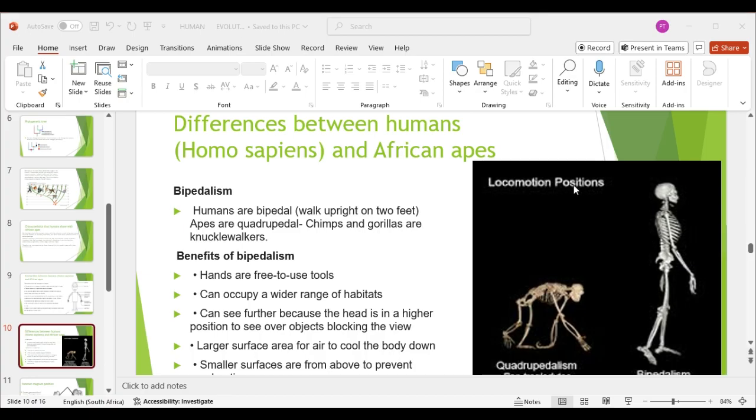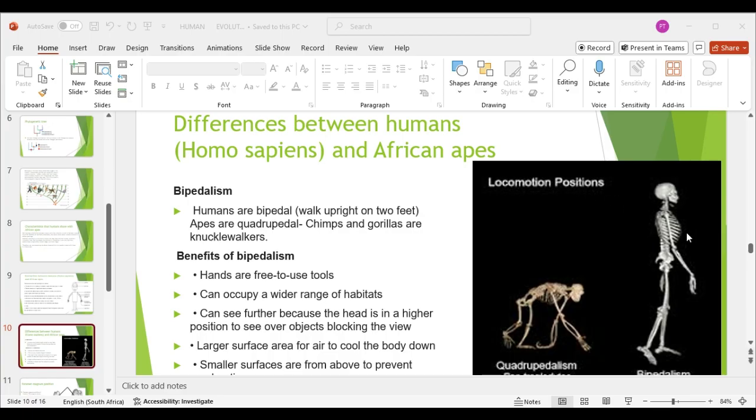Coming to our second slide, which is the differences between the humans and the African apes. So we have bipedalism, which means that we can stand up on our 2 feet. Humans are bipedal, meaning that they walk upright on 2 feet, and then the apes are quadrupedal. Chimpanzees and gorillas are knuckle walkers, meaning that they use their 4 limbs to walk.